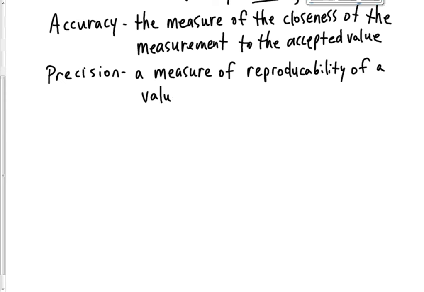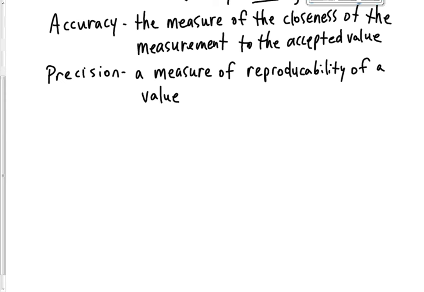So when you get a value, when you get an answer, can you do it again and get the same answer? Okay, so if I measure something and I get 15, and then I measure something again and I get 25, that is not very good precision.